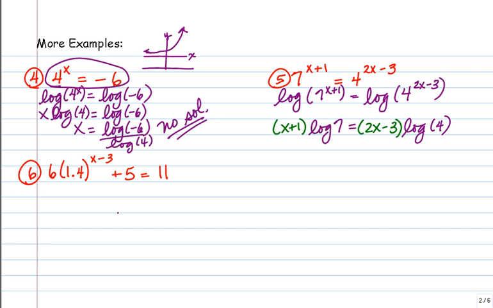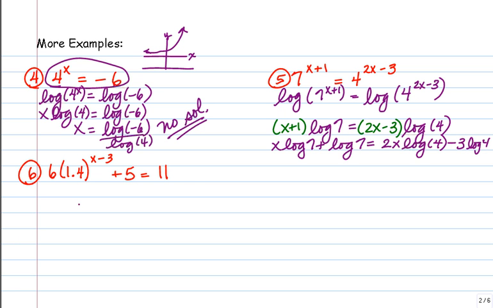Now, the tricky part here is I've got to get all the variables on one side, all the constants on the other. So I need to first distribute to get rid of the parentheses. So this would be x times log 7 plus 1 times log 7 is just simply log 7. Okay, now remember this is a common log. Log 7 means what power of 10 gives me 7. So think of it in your mind as some real number. 2x times log 4 is going to be 2x log 4 minus 3 log 4.